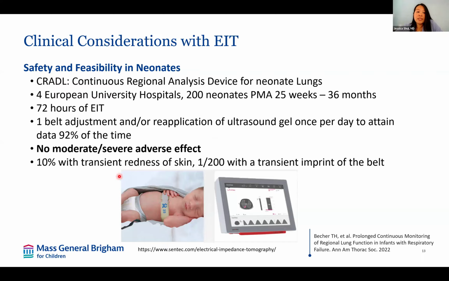And then some babies, because of the prematurity and sensitivity to skin, have some transient redness, similar to the pulse oximetry or other leads that we use clinically. So by changing the position or taking a break, it resolves.